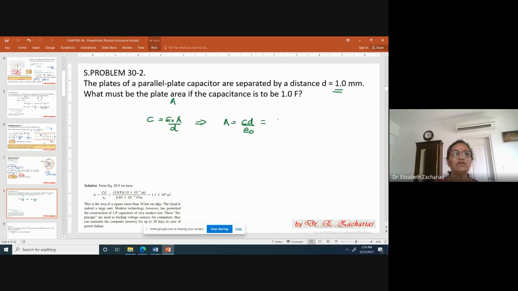So let's just put it here. C is going to be 1. D is going to be 1 mm, which is 1 into 10 to the power of minus 3 meters, divided by 8.85 into 10 to the power of minus 12. That is 1.1 into 10 to the power of 8 meters square. How big do you think it's going to be? 10 to the power of 8 meters square.